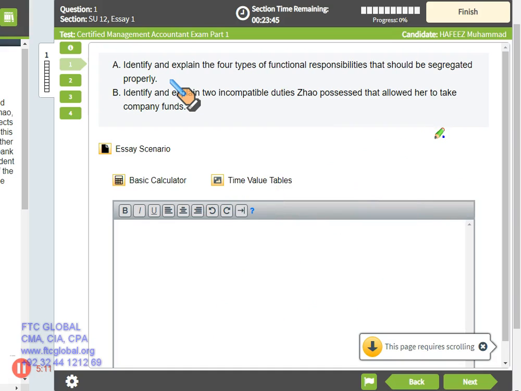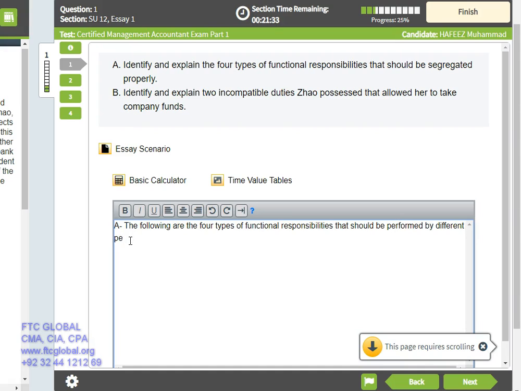Let us type it in right here. A. You write A and then you type in your responses. So the following are the 4 types of functional responsibilities that should be performed by different people within the organization.